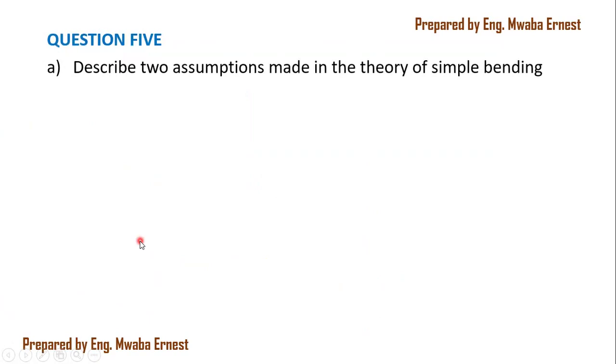Question number 5: describe two assumptions made in the theory of simple bending. Now here I have to be specific that in the theory of simple bending, you do not have just 2 or 3. They can even reach 8 of those assumptions. That ensures that the analysis we're doing works out without us worrying about what is missing.